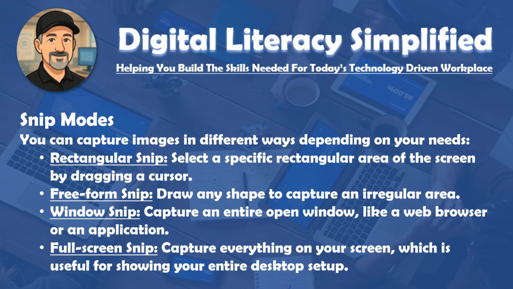So rectangular snip will select a specific rectangular area of the screen by dragging a cursor. The freeform snip will draw any shape to capture an irregular area of the screen. The window snip will capture an entire open window like a web browser or an application. And a full screen snip will capture everything on your screen, which is useful for showing your entire desktop setup.